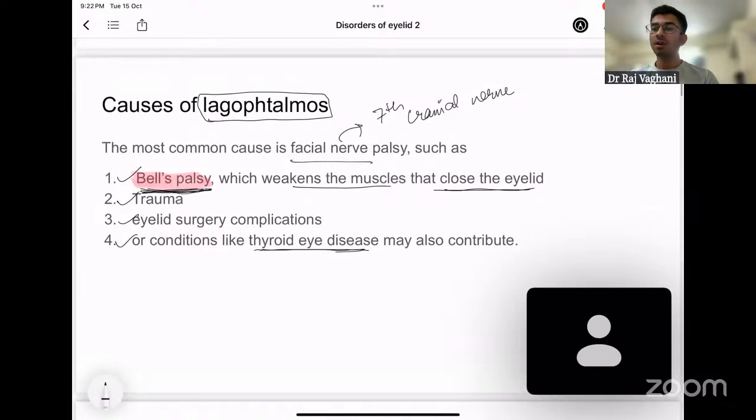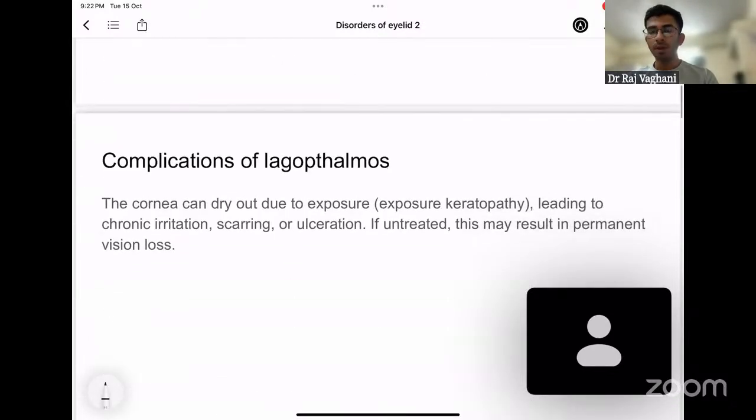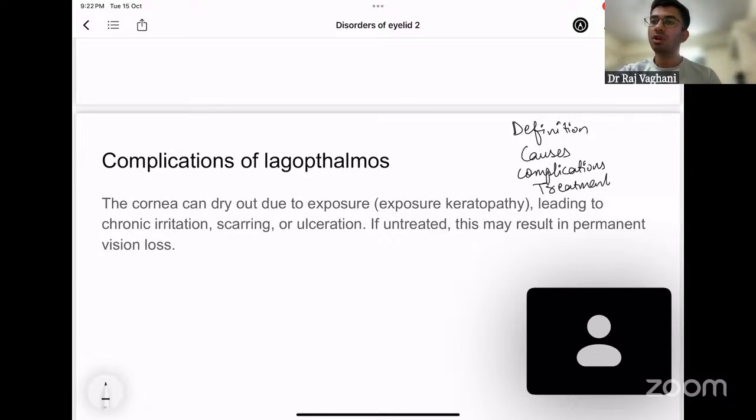So we have done the definition of lag ophthalmos, we have seen the diagram of lag ophthalmos, and we have seen the causes of lag ophthalmos. Now we'll discuss the complications. So these are the headings that you have to write your answers under if a question on lag ophthalmos comes. First, you have to write the definition, then the causes, and then the complications. We'll also see the treatment part. So these are the 4 headings that you have to write your answers under.